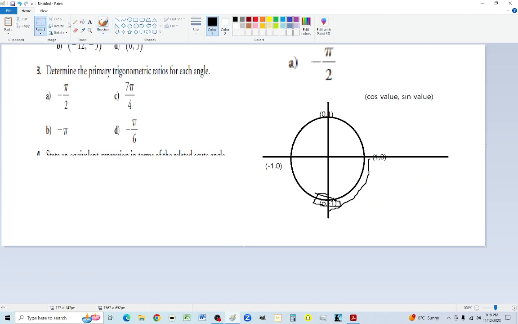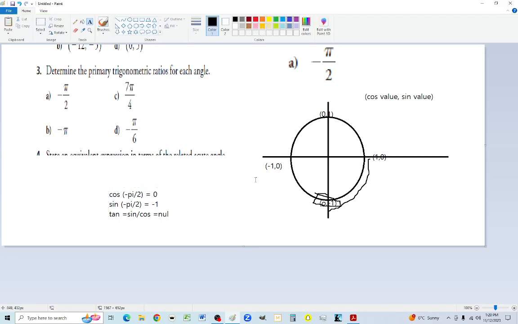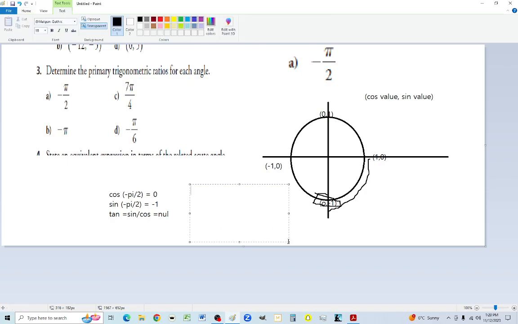Since tangent is sine over cos, we instantly see that the cos value for negative pi over 2 is the same as the x value, which is 0. The sine of negative pi over 2 is the same as the y value, which is negative 1. And tan is equal to sine over cos. Now, since we can't divide by 0, we get null, does not exist. So tan of negative pi over 2 does not exist.